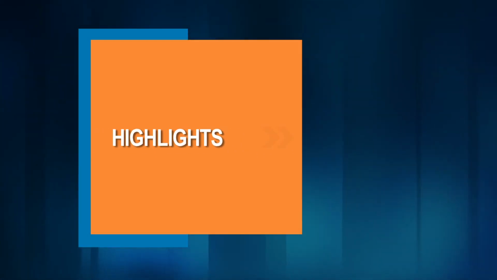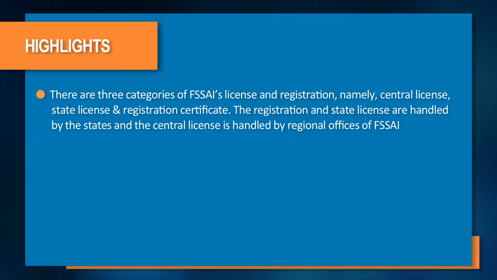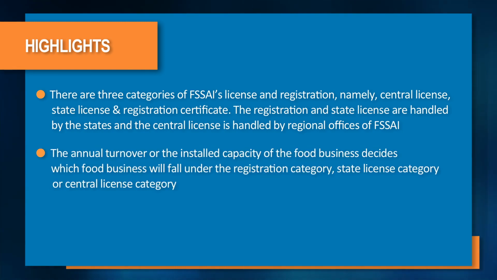Thus, the major learnings from this video are: there are three main categories. There are three categories of FSSAI's license and registration, namely central license, state license, and registration certificate. The registration and state license are handled by the states, and the central license is handled by regional offices of FSSAI. The annual turnover or the installed capacity of the food business decides which food business will fall under the registration category, state license category, or central license category.